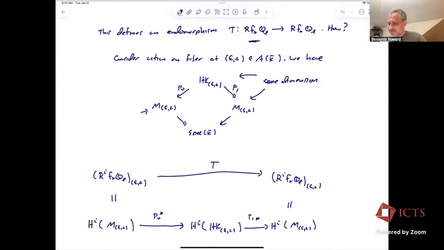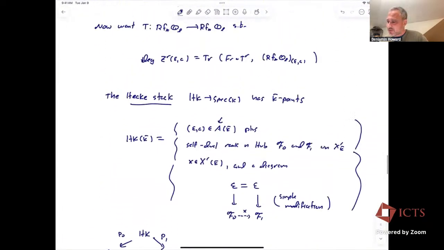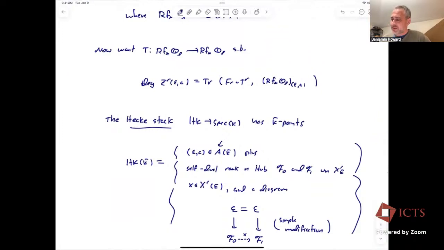Okay. So this has the property that we want. I'm not going to prove it, but if you take the trace of Frobenius with this endomorphism iterated r times on a stalk of this sheaf, you get the degree of the zero cycle.